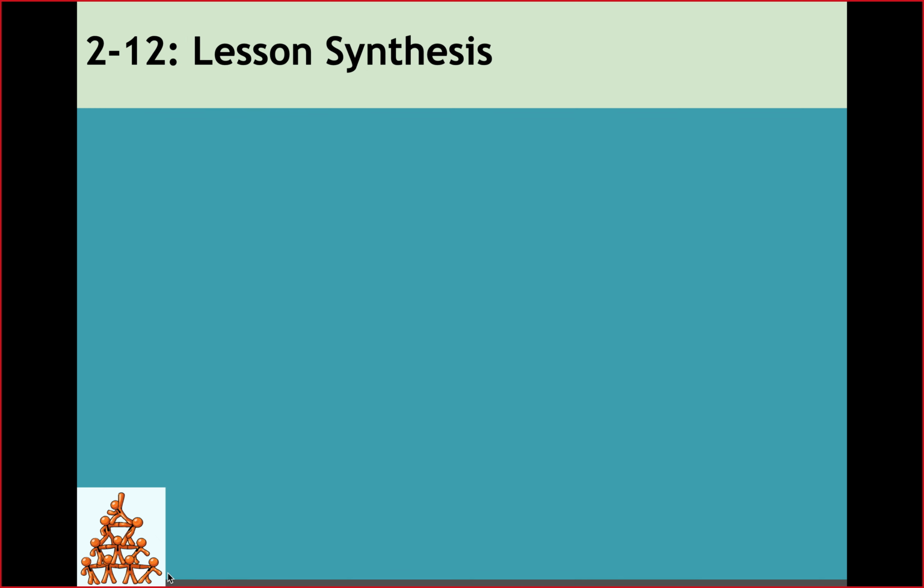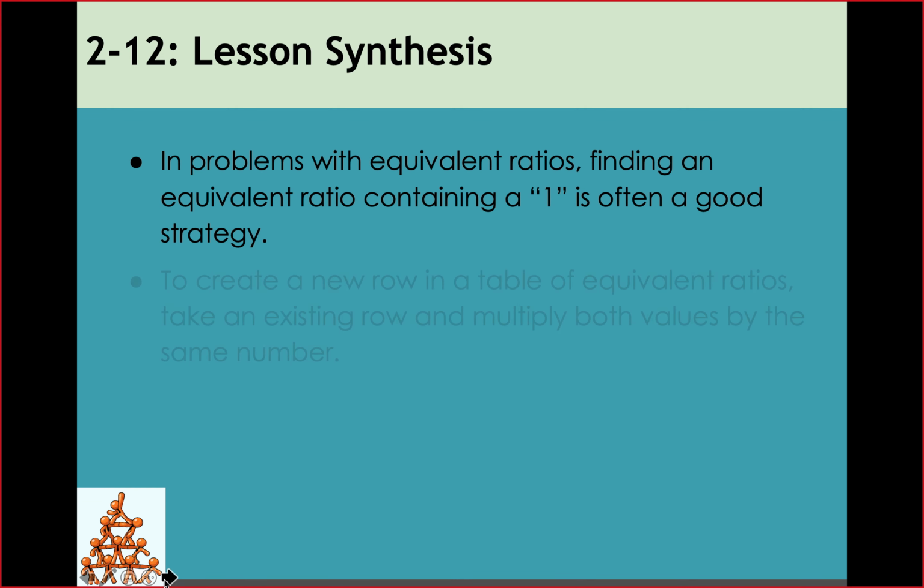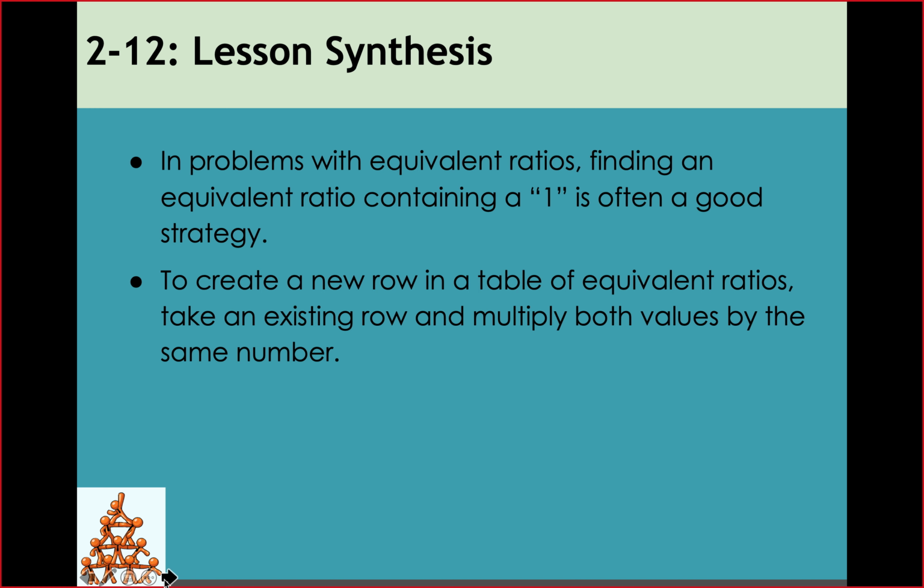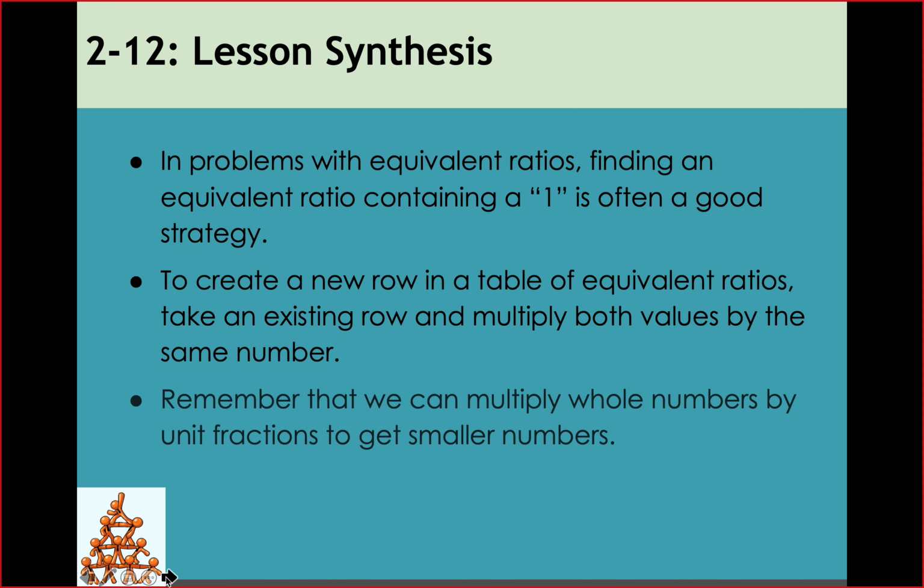Again, I'm going to post this video if you need to go back. But understanding how to use that table to find the rate, how much one item costs, lets you multiply out to find the cost of anything else, or how much you would earn per 1 hour of work. So remember, we can multiply a whole number by a unit fraction to get a smaller number. So we can multiply like 18 times 1/5 to get that smaller number.